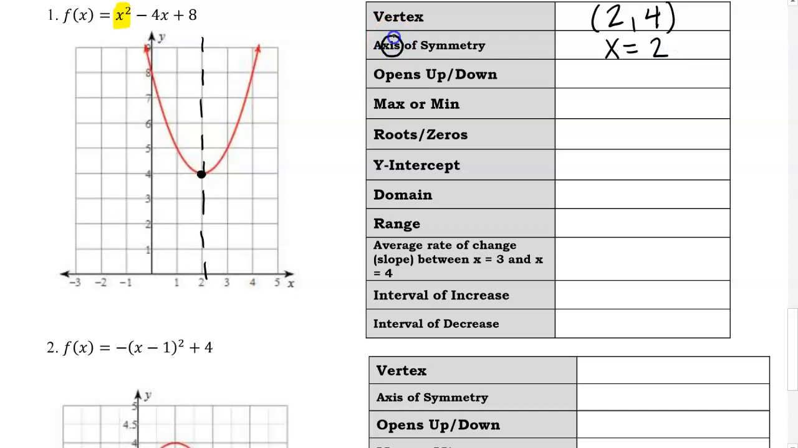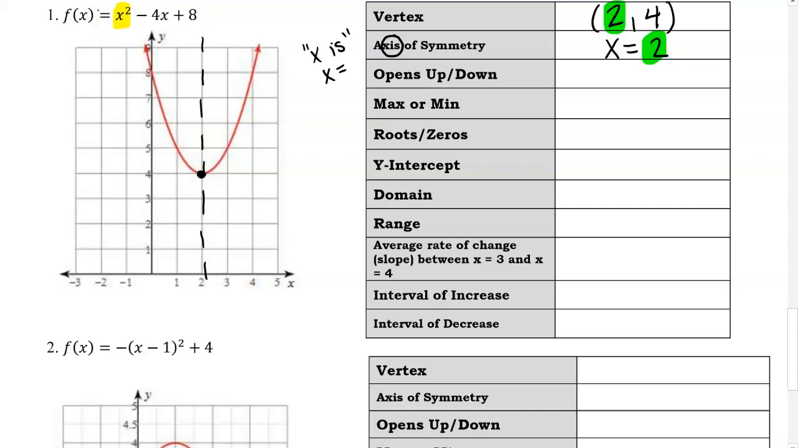I like to say I can see it in the word axis, x is. In math, if you say x is in math means equals. So x equals, that might help remind you that it has to be x equals and you want the x value of the vertex.